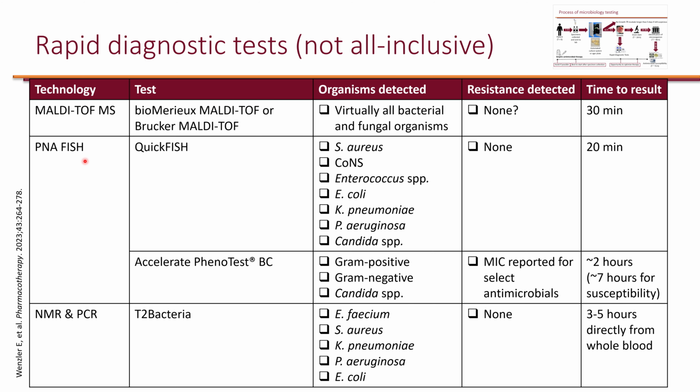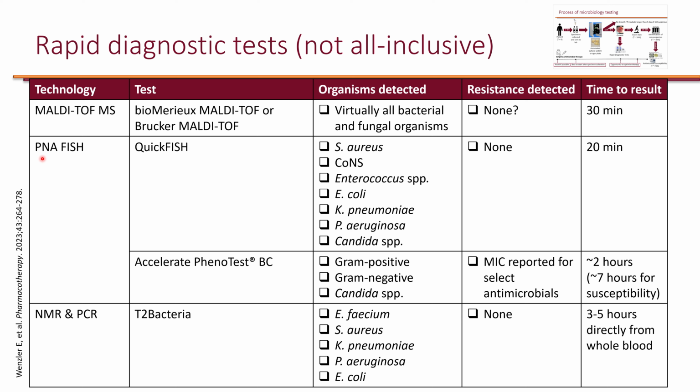Now, beyond PCR, we have other technologies. For example, MALDI-TOF, which is a powerful machine. It can virtually detect all bacterial and fungal organisms, and it's pretty fast. It can do it in 30 minutes. However, its limitation is that it cannot reliably detect resistance. There is a question mark here because this is an area of active research, so it is under development. But currently, most organizations use this for detection specifically, not for resistance.